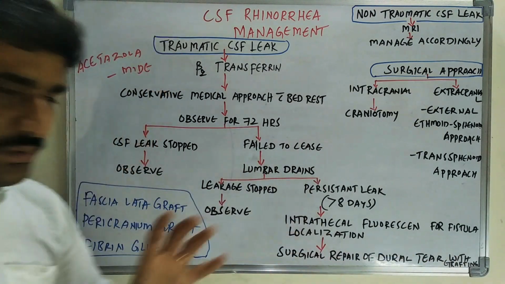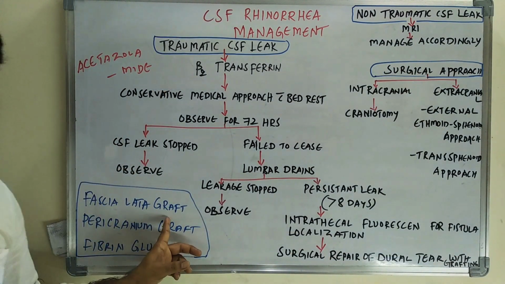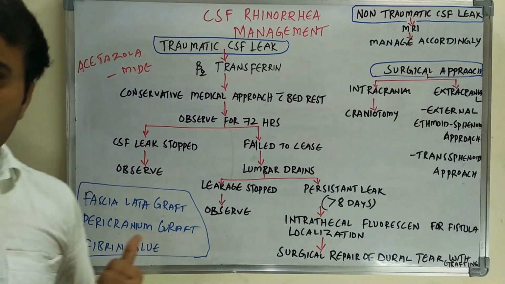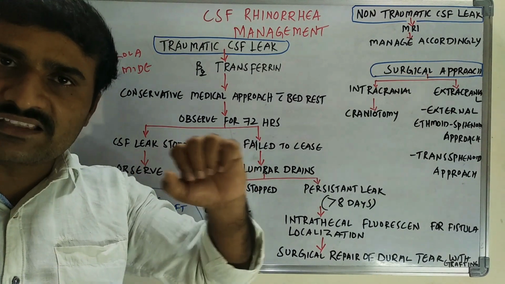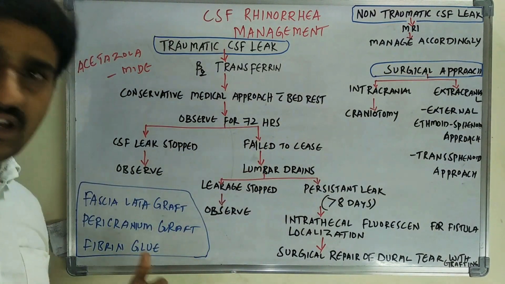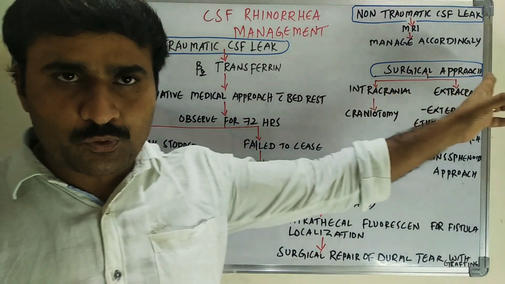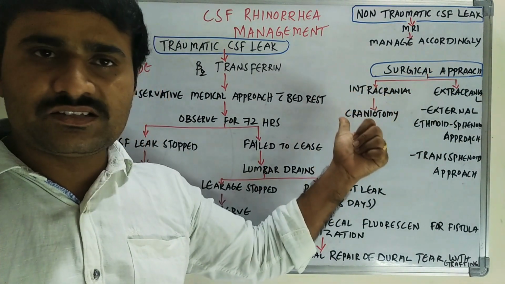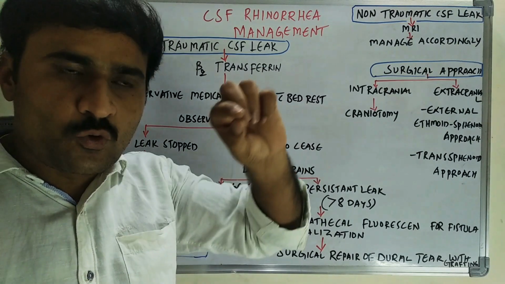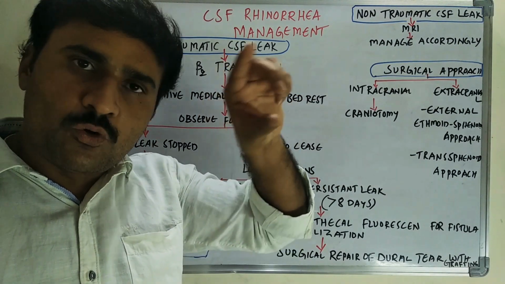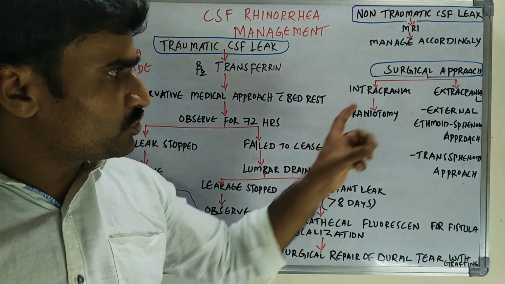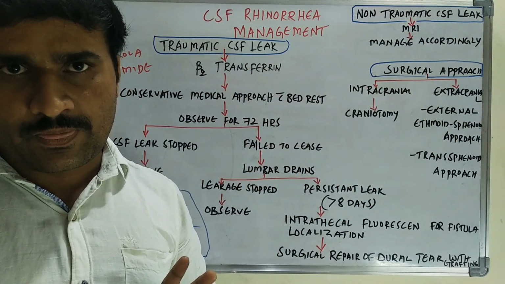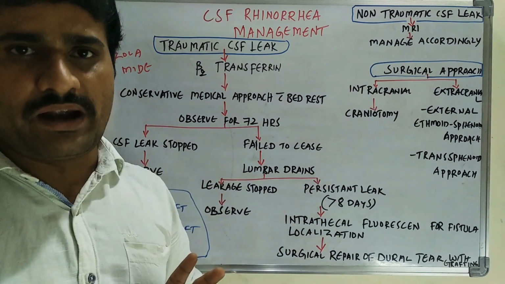Grafts which can be used include fascia lata graft and pericranium graft, and we can use the fibrin glue also. That means we should pack the area with these grafting. In surgical approach, we can do it intracranially or extracranially. Intracranially is nothing but doing the craniotomy. That is making an opening in the skull. By that approach, you can go for the surgical repair of the dural tear. We should suture the dura mater, right?